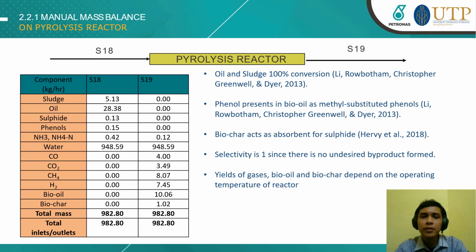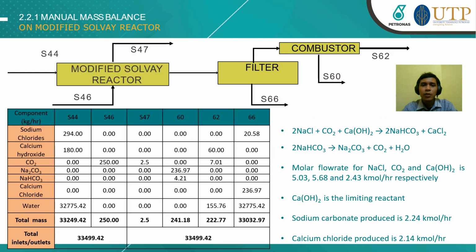The yield of products from pyrolysis process, however, depends on the operating temperature of the reactor. Although it can be predicted using complex analytic calculation, the simplest way to determine the yield is through simulating the pyrolysis reaction. In modified Solvay process, the reaction between sodium chloride, carbon dioxide and calcium hydroxide produce calcium bicarbonate and calcium chloride. The calcium bicarbonate is further heated to form the end product calcium carbonate.